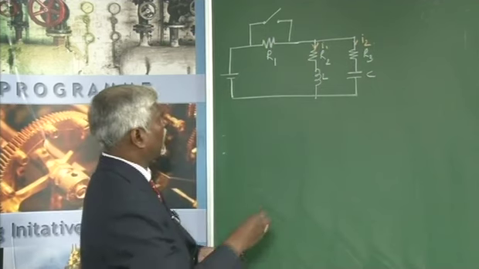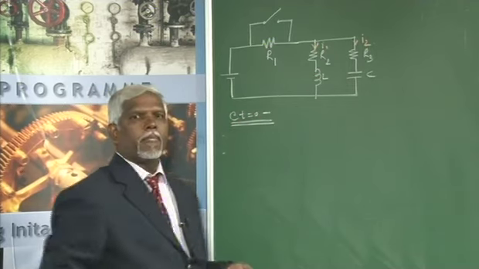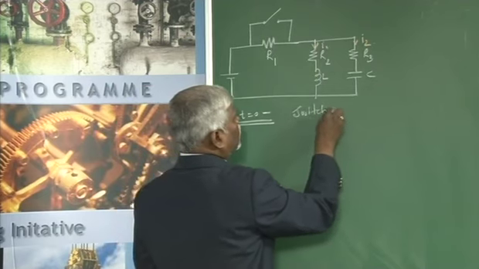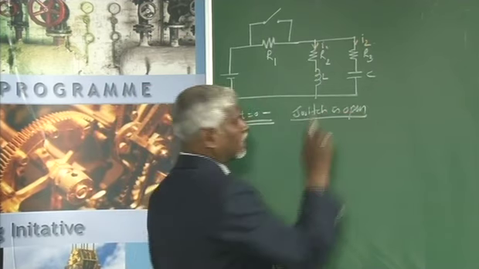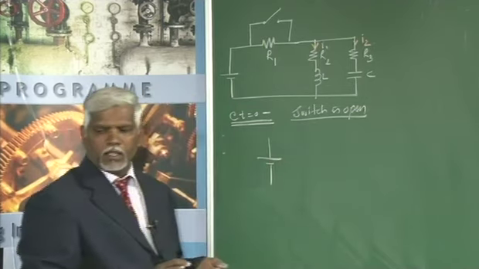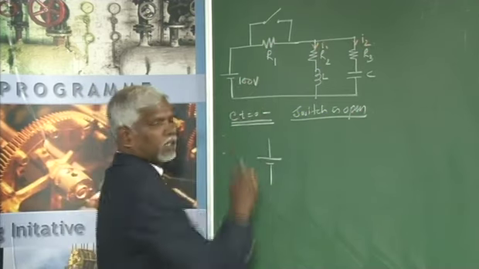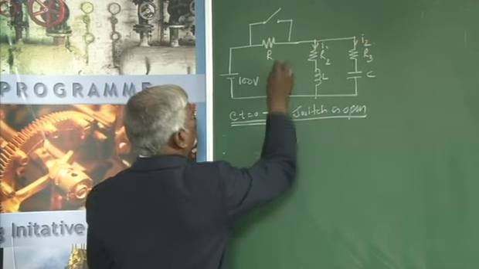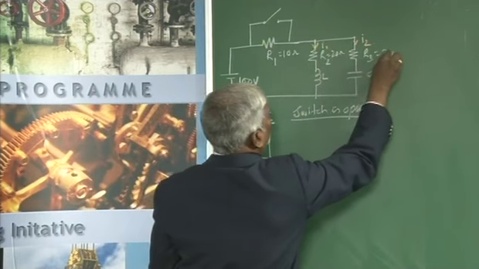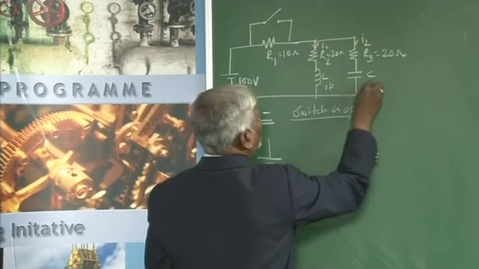We just see at t equal to 0 minus, the switch is open. When the switch is open, this is V, the voltage is 100 volts. R1 is 10 ohms, R2 and R3 are 20 ohms each, the inductor is 1 Henry and the capacitor is 1 microfarad.